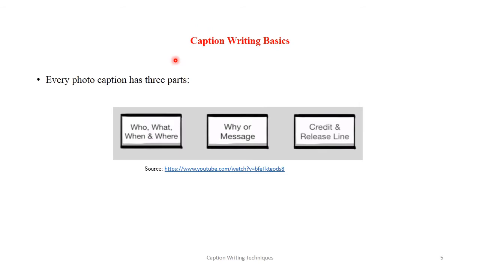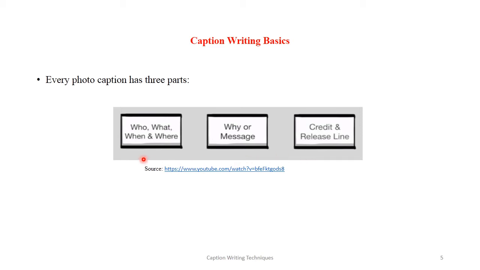So what are the techniques of writing a caption for a photo? How can we write beautiful captions for photographs? This slide will tell us every photo caption has three parts. If you are writing a caption for your photograph, it will have three parts: part one, part two, and part three.